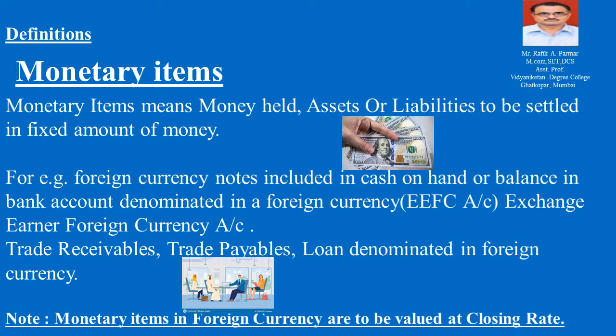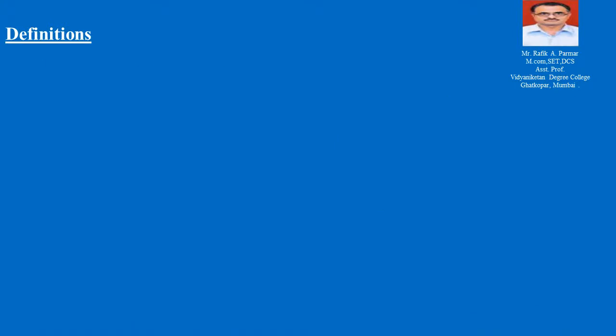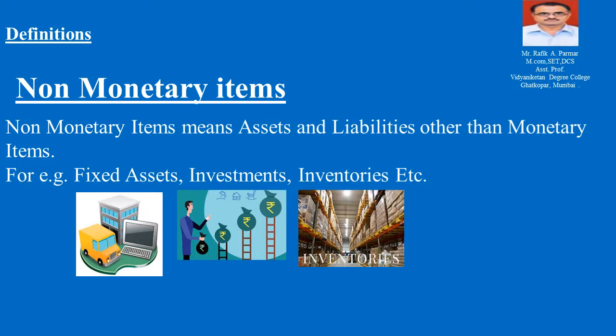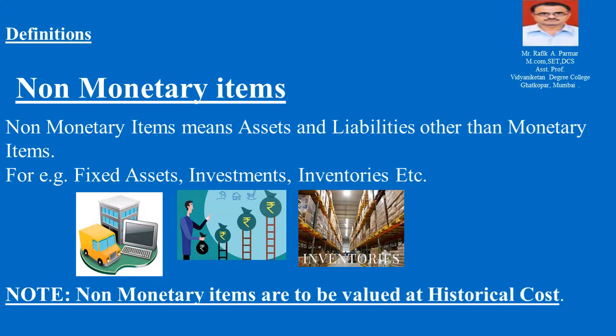Now these monetary items in foreign currency are to be valued at the closing rate. This means all of this has to be brought into the balance sheet, so while bringing these items into the balance sheet, we have to value them at the closing rate, that is, the rate on the date of the balance sheet. Next is non-monetary items. Non-monetary items means assets and liabilities other than monetary items, meaning fixed assets, investments, etc. These are called non-monetary items, and they are to be valued at the historical cost.